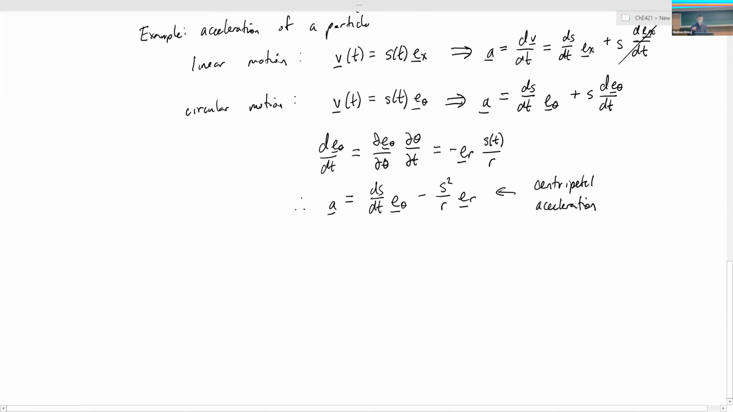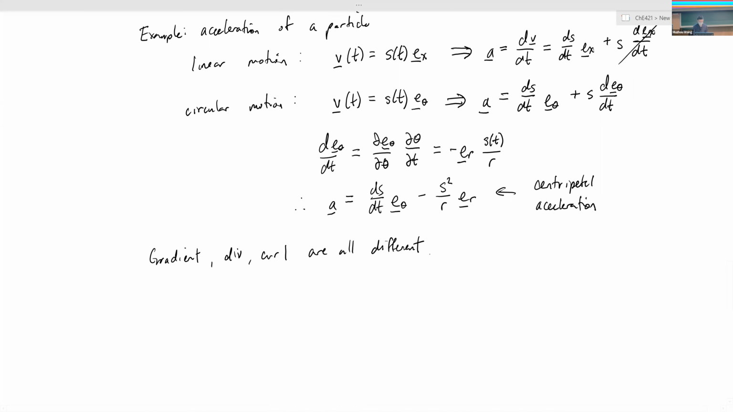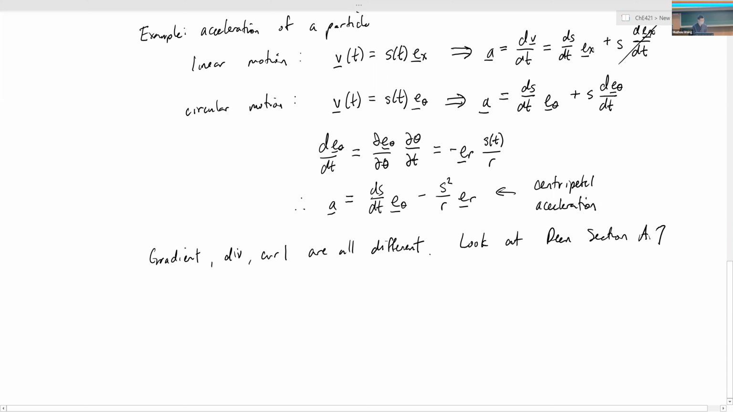As a consequence of that, when you do things like the gradient, the divergence, the curl, those are all a little different. I'm not going to derive all of them. It gets complicated really quickly, it's all a bunch of geometry, and it's not really that pertinent to this class. Just look it up. So I'll just say look at Dean section A.7. That has a great appendix and table of how all these things work.